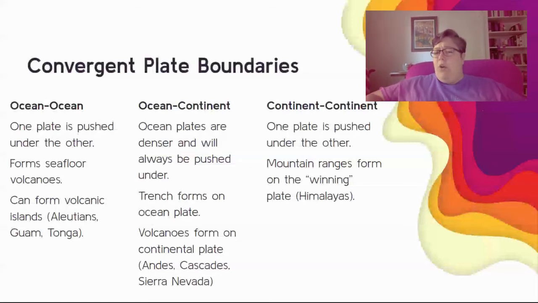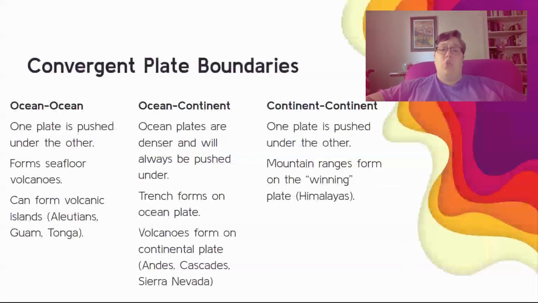The same kind of coin toss happens with two continental plates. Again, they're about the same density, they're about the same thickness, so 50-50 chance. One plate's going to get pushed under, one plate's going to come up over the top. On the side that comes up over the top, you will tend to see mountain ranges forming. For example, the Himalayas were formed by this kind of continent-continent collision.